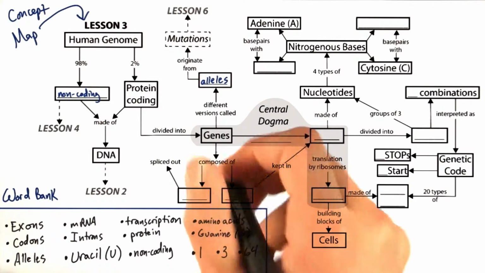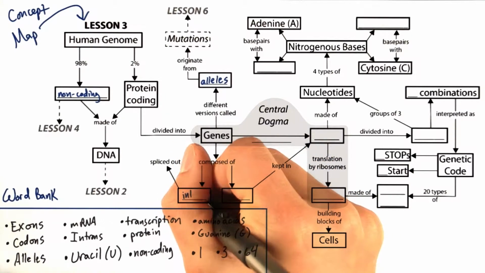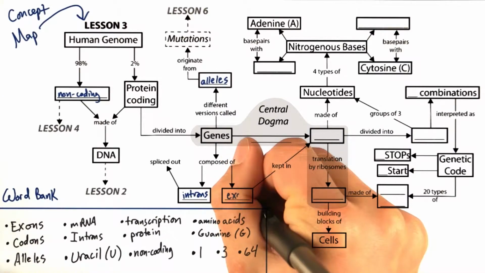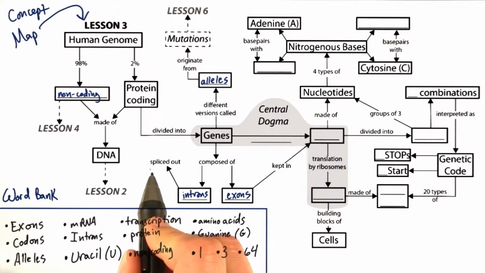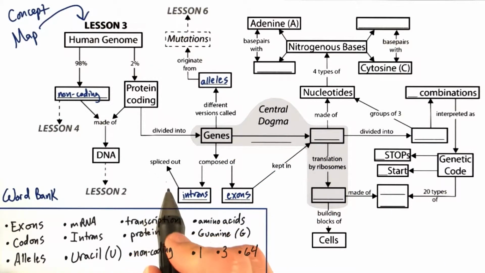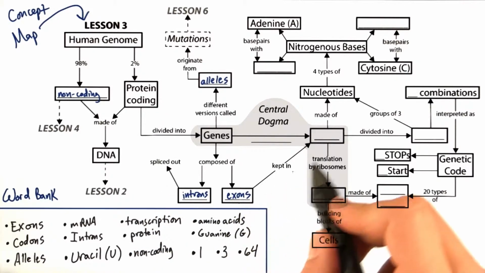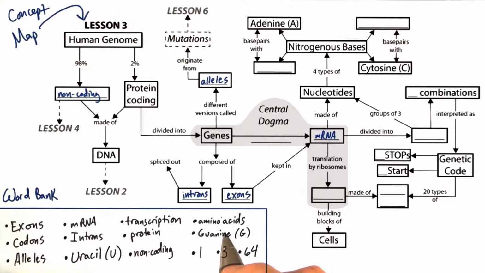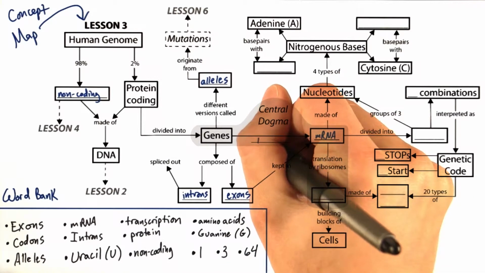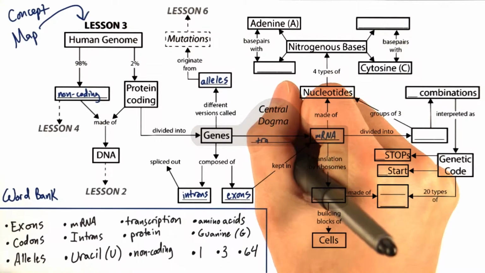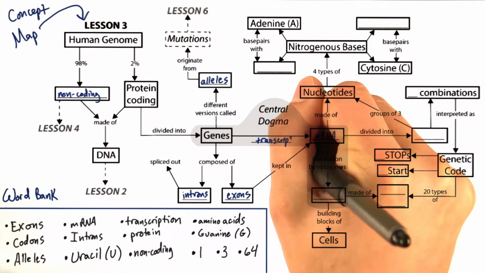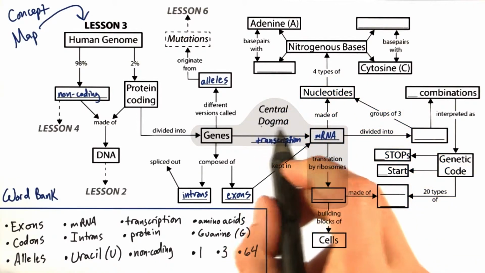Now, a protein coding gene is composed of two major kinds of sequence, introns and exons. The introns are spliced out of the message that's going to be produced, and exons are going to be kept in the messenger RNA or mRNA. Now, the process that synthesizes mRNA from the gene DNA is transcription, and it's the first part of the central dogma.